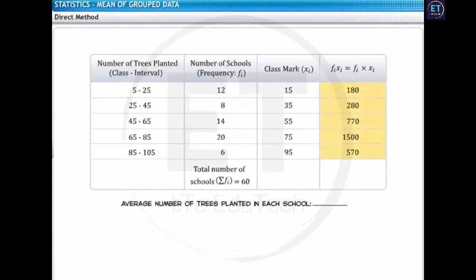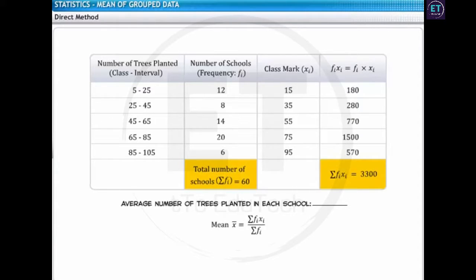Now, let us find the sum of the products of the frequencies and the class marks for all the class intervals. This sum is represented by summation fixi, which is equal to 3300. We are close to finding the solution for Miss Greenfinger's problem.